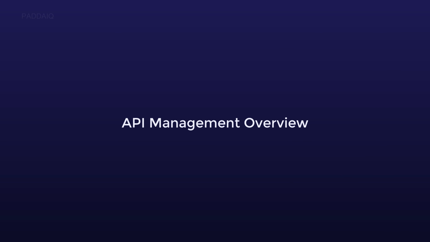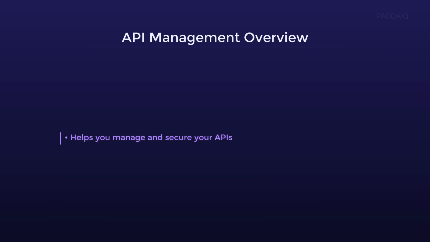API Management Overview helps you manage and secure your APIs. This means you can easily control who accesses your services and protect them from misuse. For example, a retail company could limit how often a partner fetches product data. This ensures reliable and safe API operations for all users.